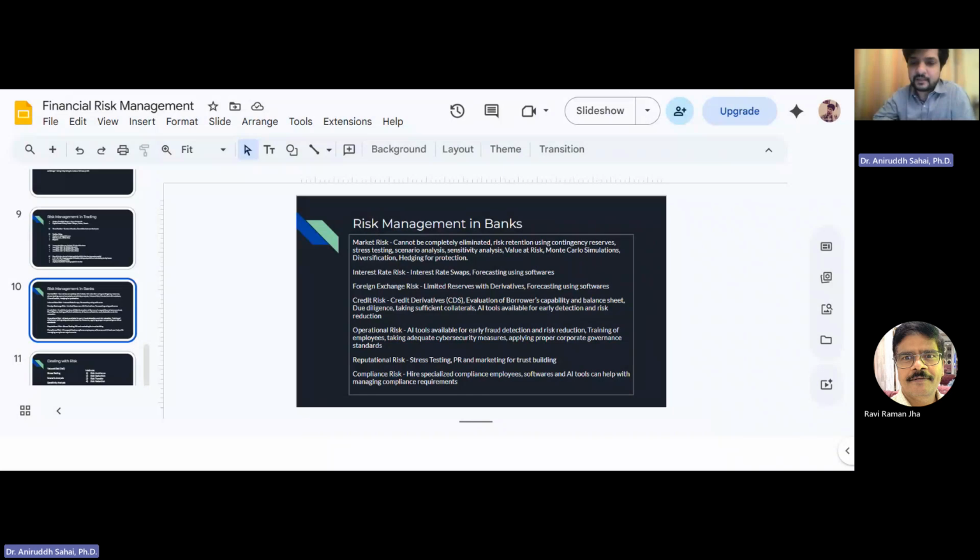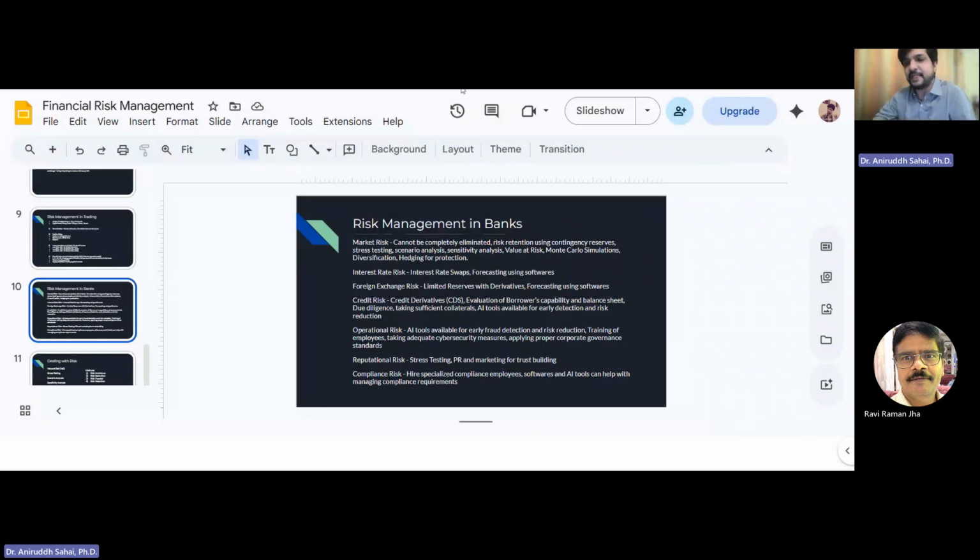And then AI tools again are helpful for early fraud detection and risk reduction. Nowadays, it's so difficult given the scale of these large organizations to detect everything manually. So you need advanced software and technology, and AI can be helpful in detection of frauds and reducing the risk.